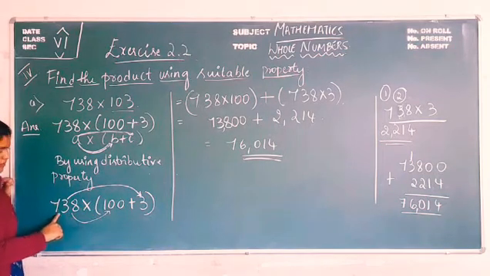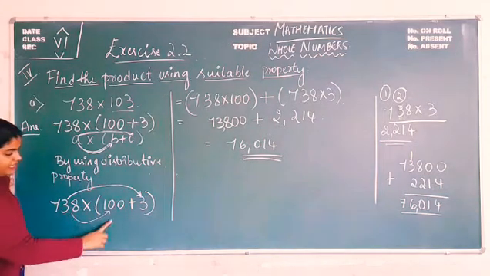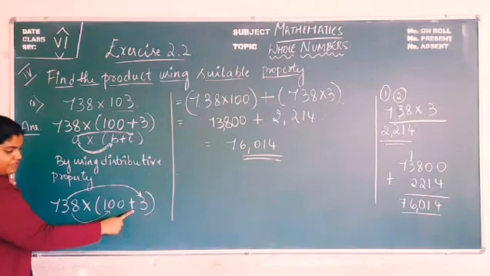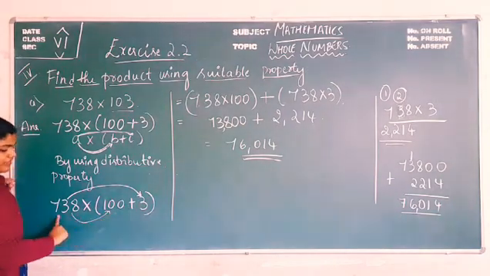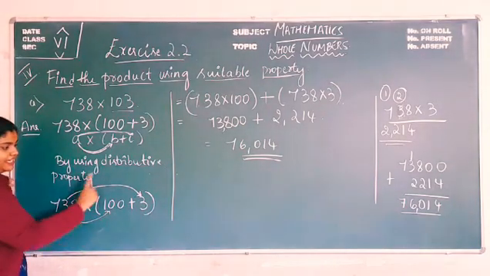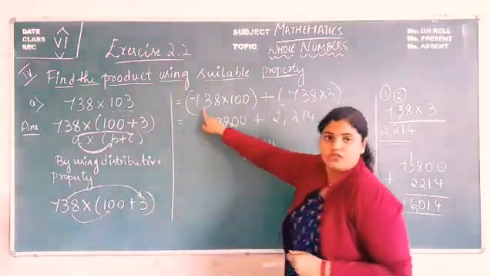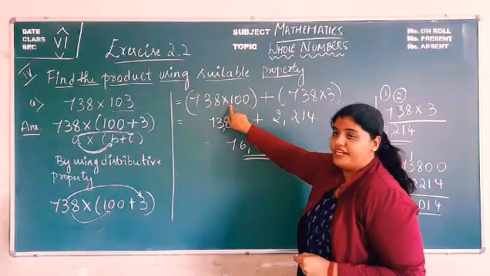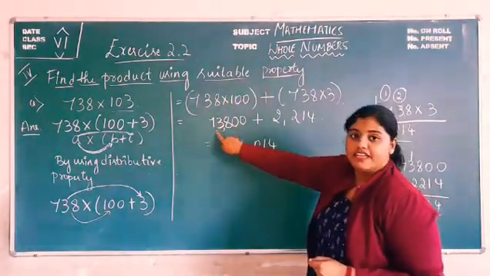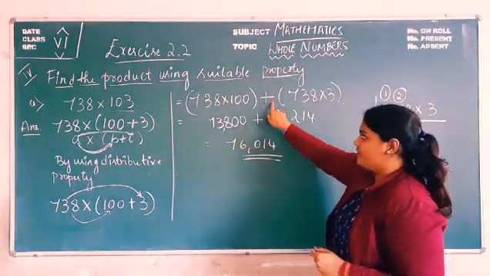So first we will be multiplying 738 into 100. Then we will place a plus sign. Then we will multiply 738 into 3. So we have done that here. So next step is to multiply 738 into 100. We got 73,800. Then we have a plus sign.